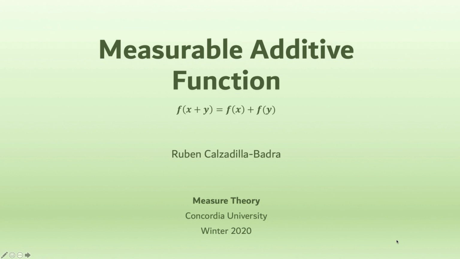What we'll show today is that when a function is additive and measurable, it is also linear. We'll end with an example of a function that is additive but not measurable.